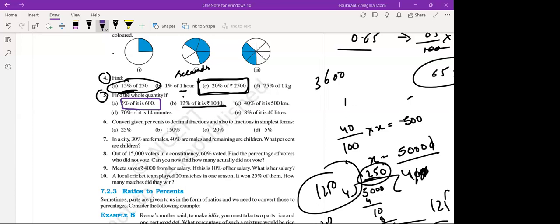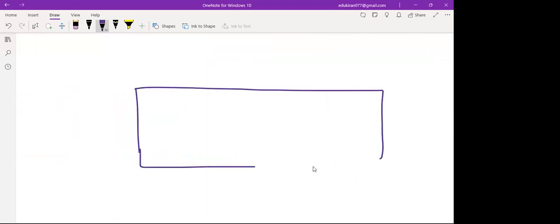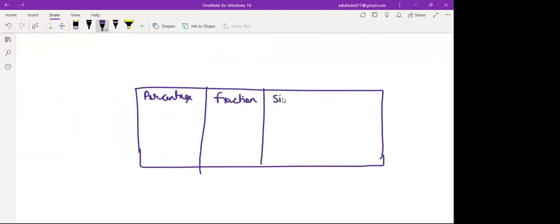So how will you do it? I'll tell you. See. Make a table like this. Which we did. First of all, over here you will write percentage. Right? Then next would be fraction. Next would be simplest form. Okay. And the last would be your decimal. Clear?